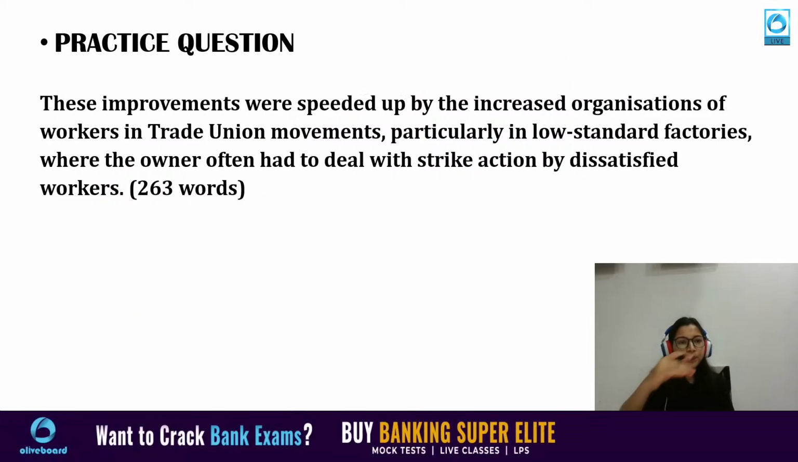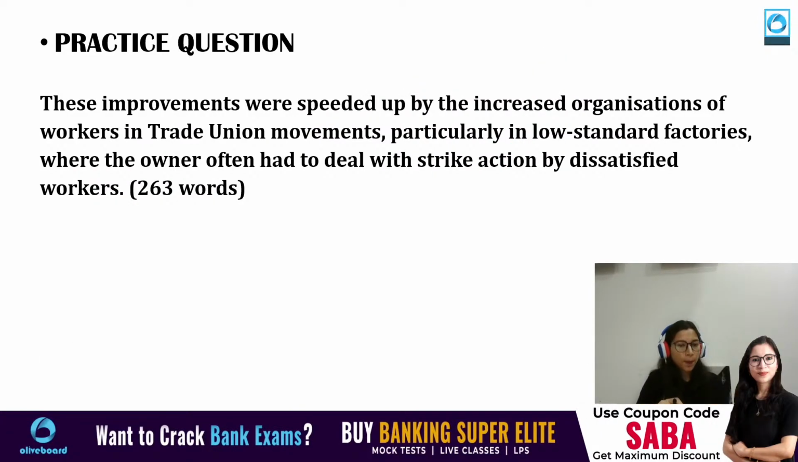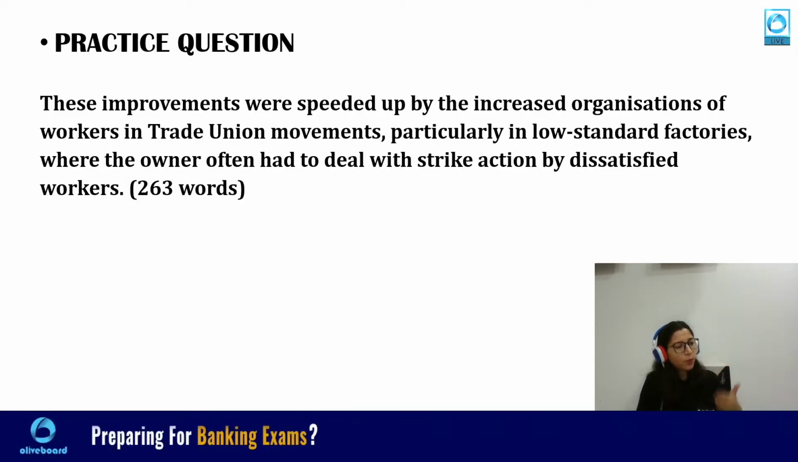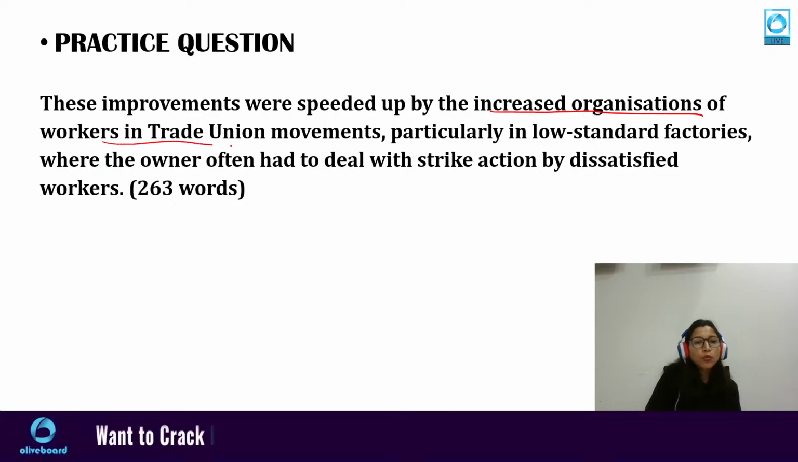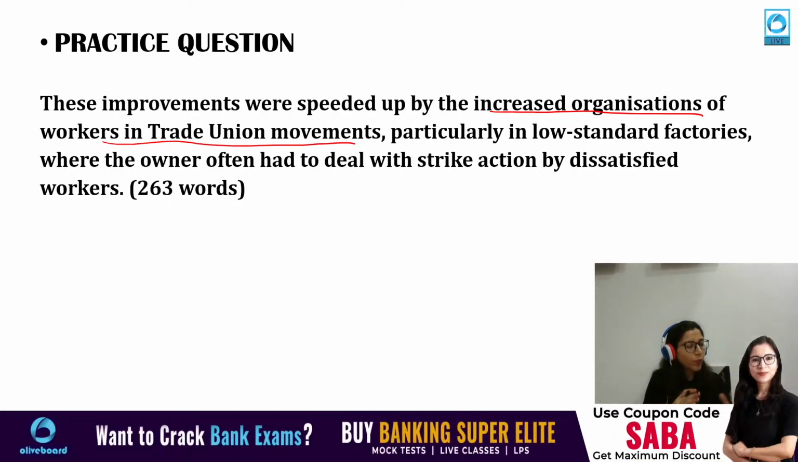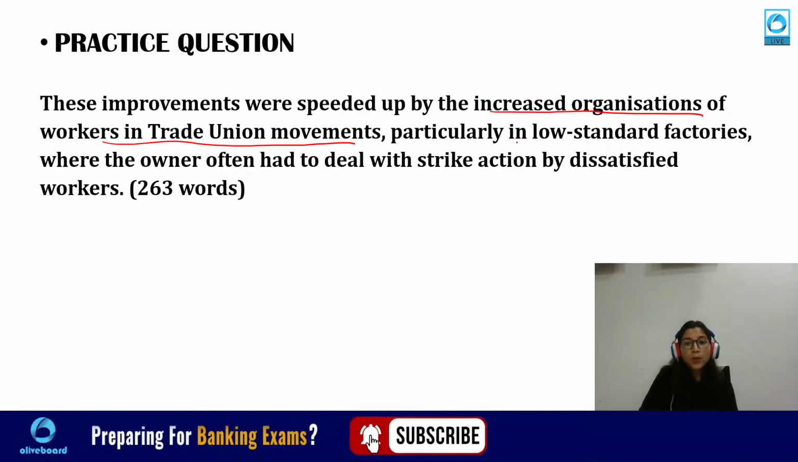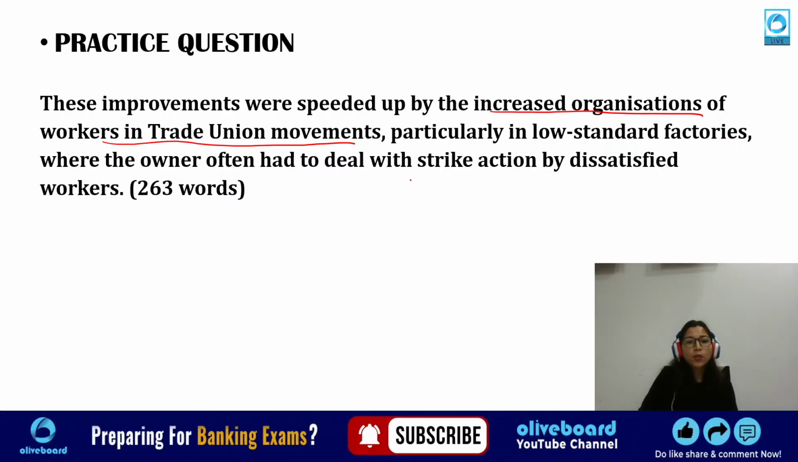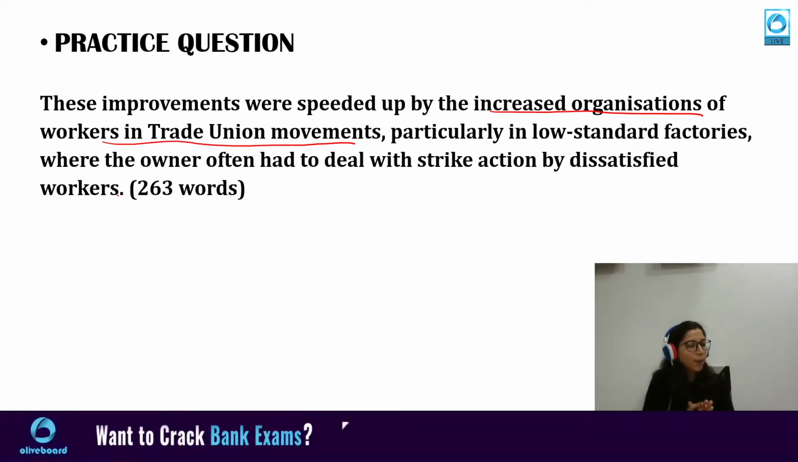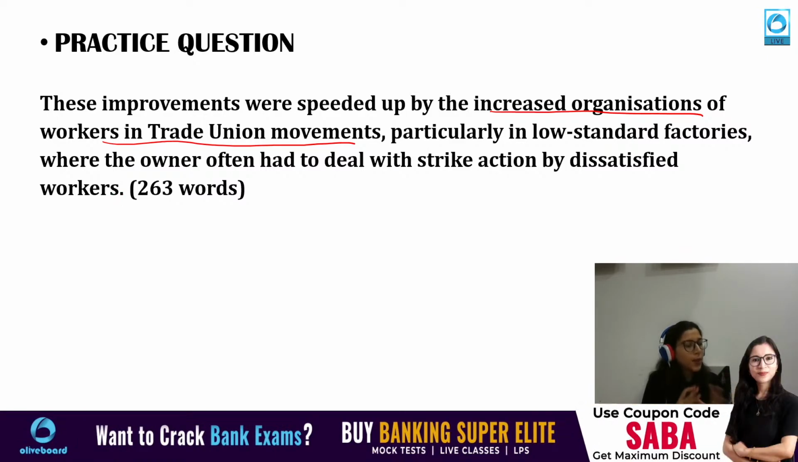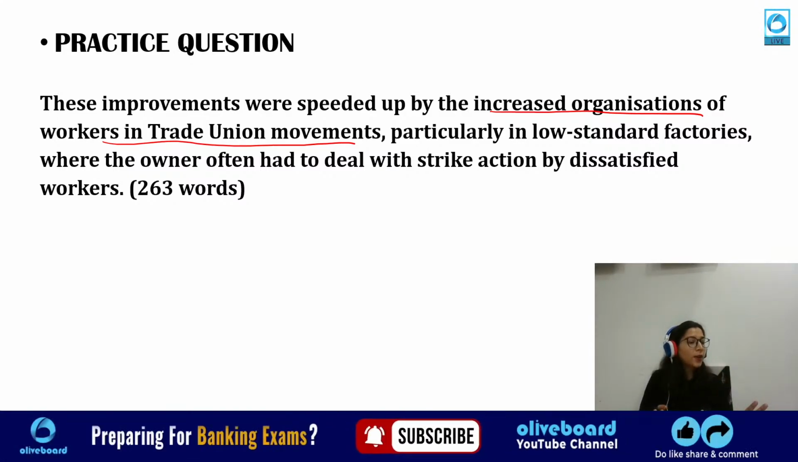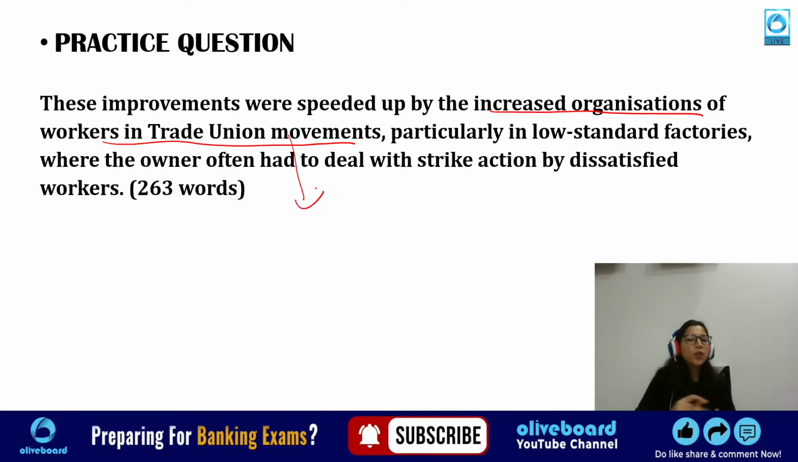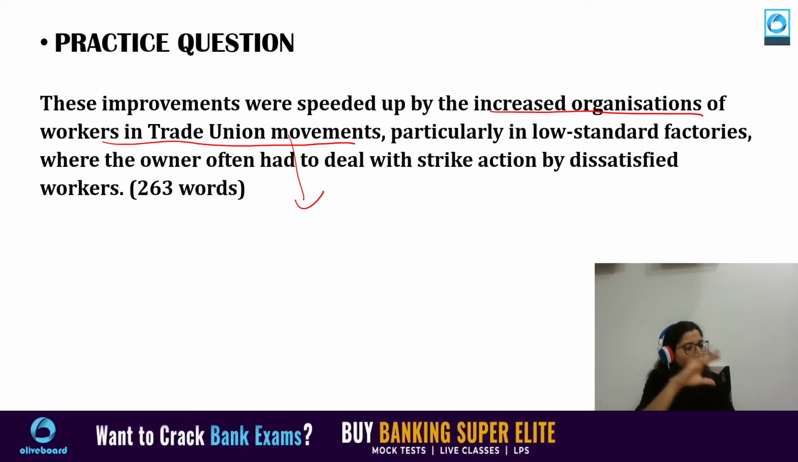Clear? Last paragraph. These improvements were speeded up. These improvements were happening gradually, but they gained momentum by the increased organization of workers in trade union movements. Now, you see, there is a trade union movement everywhere. Because of these movements, these improvements started gaining momentum, particularly in low standard factories where the owner often has to deal with strike action by dissatisfied workers. Those employers who had still not changed their working conditions and working style saw workers going on strike because they got the support of these trade union movements.